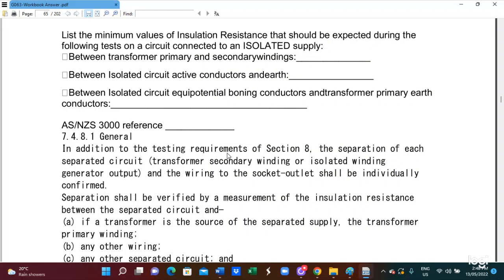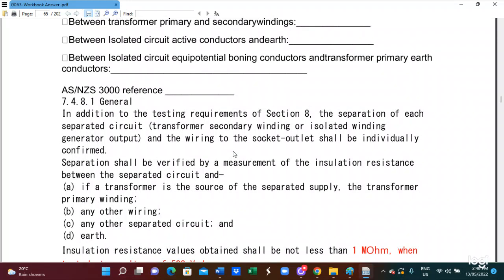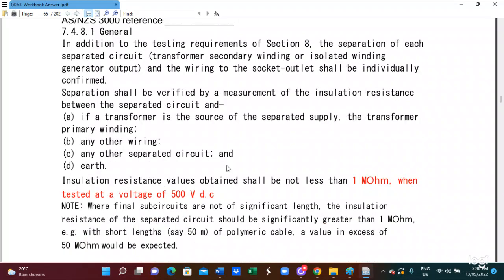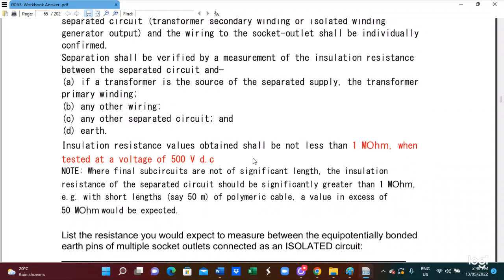So in this case, clause 7.4.8.1 mentions the testing requirement. In the meantime, for the testing requirement, the separation of a separated circuit, transformer secondary wiring, and isolated wiring, the wiring to the socket outlet shall be individually confirmed. This is verified by measurement of the insulation of the system. We do the test of the circuit. If the transformer is on the circuit, it is a transformer with one winding, no other winding, and the other one will be the circuit and earth. Those have to be done. You have to do the appropriate installation of the system and measure.